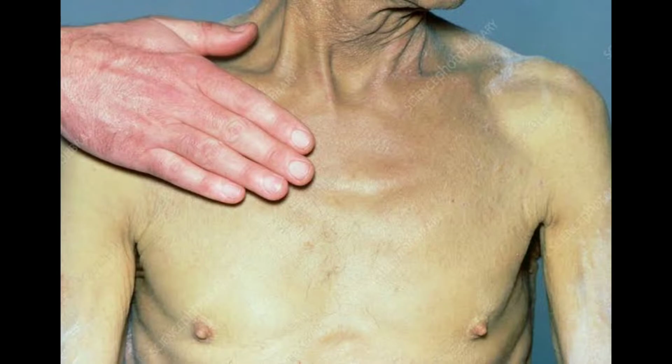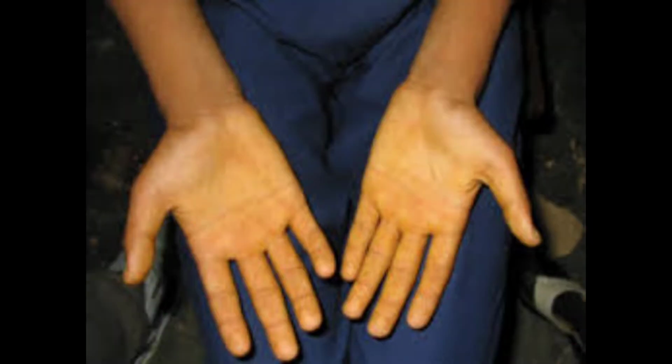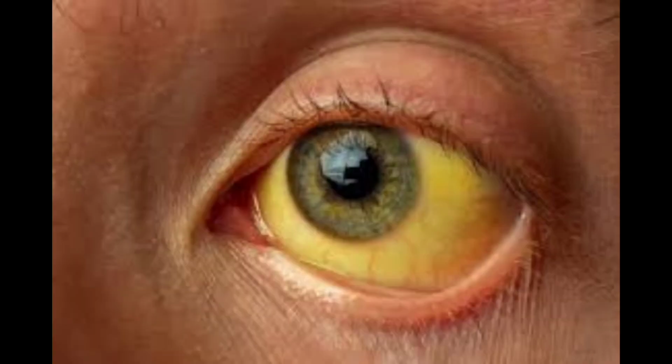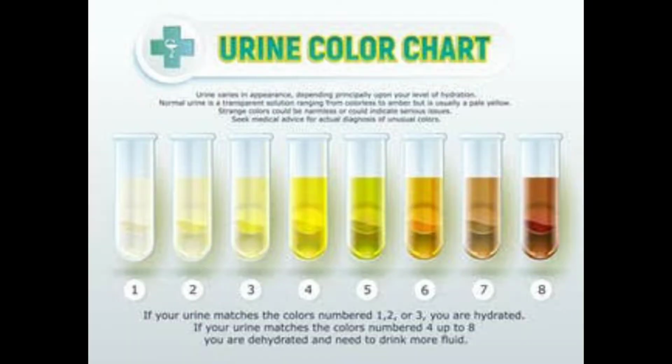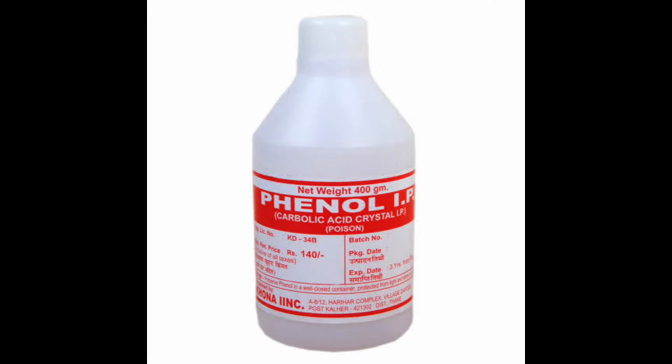The first condition is keratoderma, in which discoloration is limited to the palm, sole, forehead and sclera. Second condition, like you may have taken drugs like quinine. Here only skin, urine, eyes are yellow. Conditions such as excessive exposure to phenol also give similar signs and symptoms.